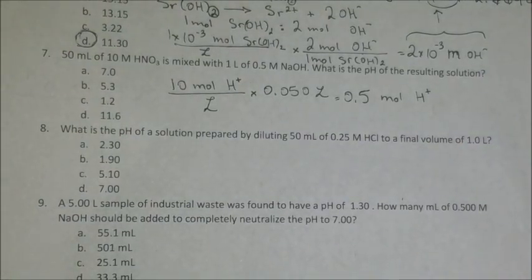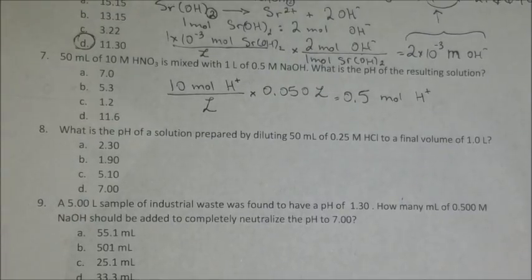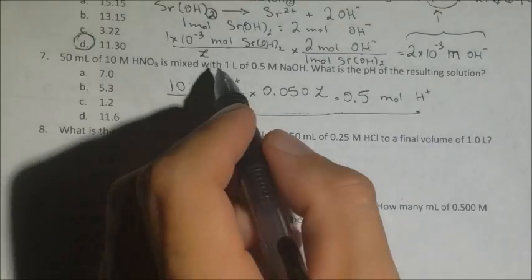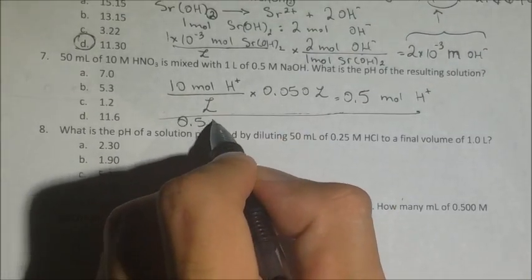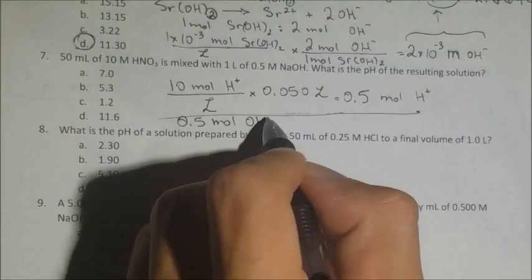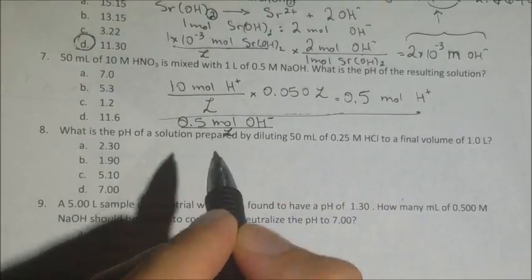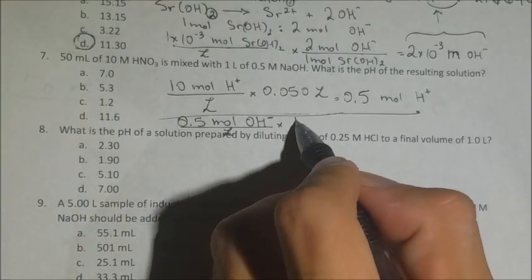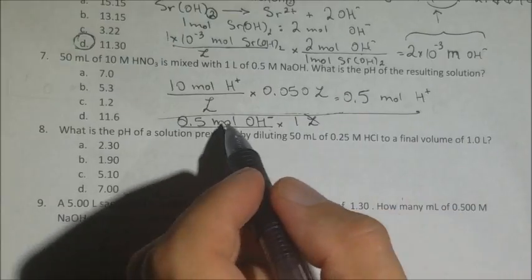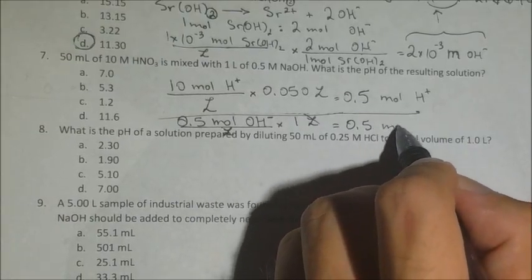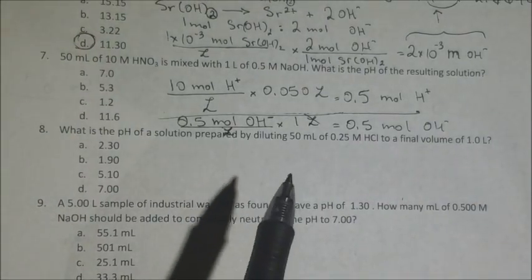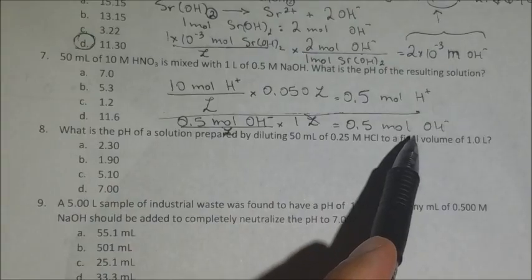Okay, now let's neutralize it with the base and see if we have any base left over or acid left over, or if they end up neutralizing each other out. Now we have 0.5 moles of OH minus per liter. Okay, and how much base do we have? We have a whole liter of it, times 1 liter. So now my liters cancel, right? And so I have 0.5 moles of OH minus. Interesting. I have the same number of moles of acid as I have of base.